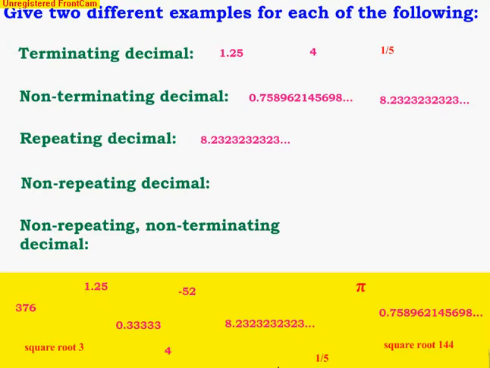A non-repeating decimal would be something like this. Also a non-repeating decimal. We could also say that 1/5 is a non-repeating decimal. It's just equal to 0.2. An example of a non-repeating, non-terminating decimal would be something like pi. Pi goes on forever, but it does not repeat at all in any way. So it's a non-terminating, non-repeating decimal. This would be another example of a non-repeating, non-terminating decimal.